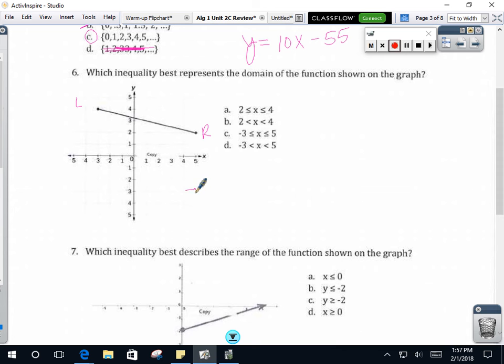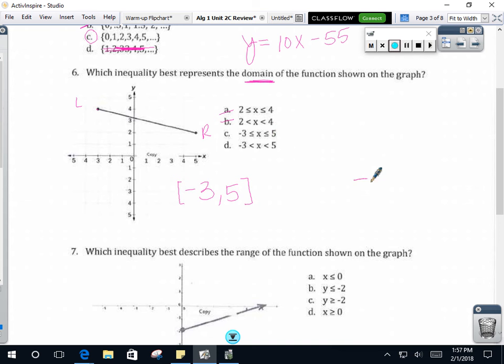-3. How far does it go to the right? 5. And then there's endpoints, meaning it does not go any further left or any further right, and we do brackets for that. Okay, but they didn't write it like that. They wrote it with inequality symbols. Well, by common sense, we now can cross out A and B, because 2 and 4 were how low it went and how high it went, but that's range. We're talking about domain right now. It went from -3 to 5.